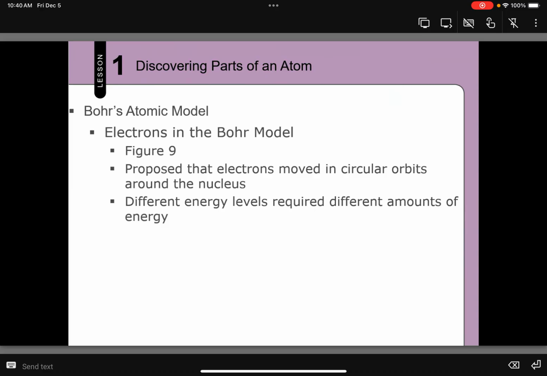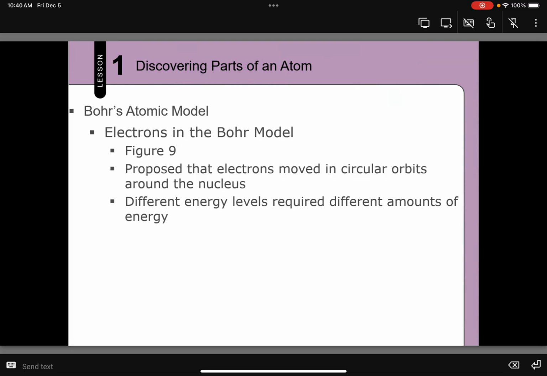He proposed that electrons moved in circular orbits around the nucleus, at different energy levels. So this is our nucleus, and each of these orbitals is known as an energy level. It takes a certain amount of energy for an electron to be found there. For it to be here, it has to have a certain amount of energy. For it to be here, it has to have a certain amount of energy.